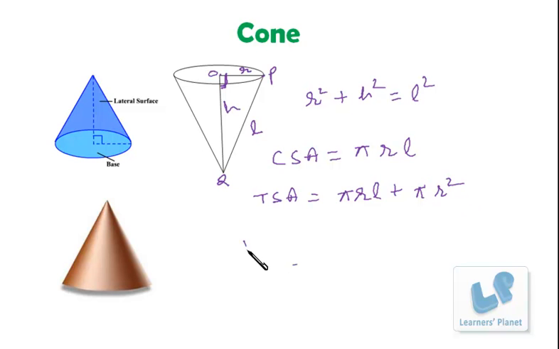Okay. Now what will be the volume? That is 1 upon 3 pi r square h. Okay, so volume of a cone is 1/3 of pi r square h. Okay, so I hope you are clear.